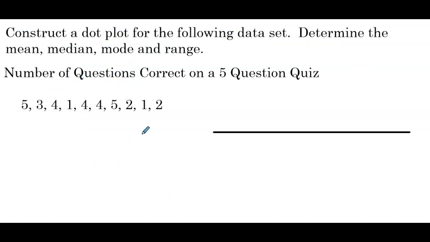Construct the dot plot for the following data set. Determine the mean, median, mode, and range. So our data set is the number of questions correct on a 5-question quiz. So we'll start by creating our dot plot. So you could get 0 questions right, 1 question right, 2, 3, 4, or 5.